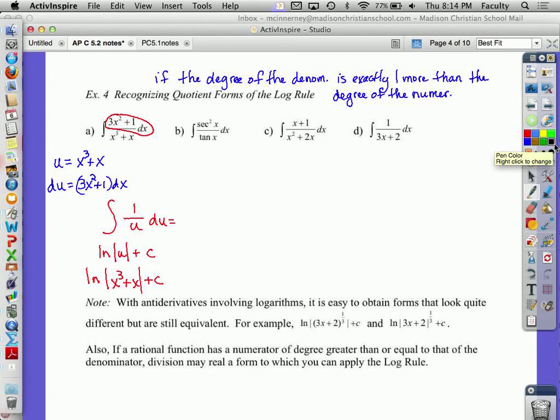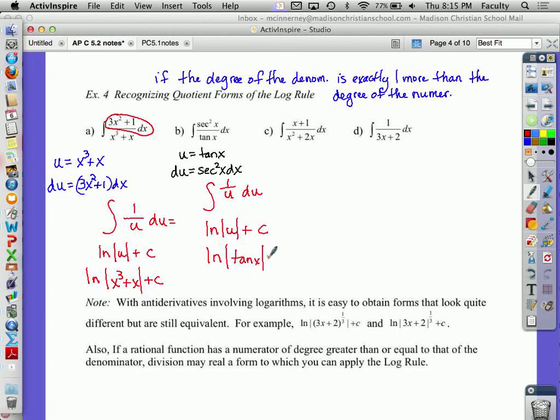All right, letter B. If you notice, if I let u equal tangent x, du is secant squared x dx. So I would have the integral of 1 over u du. So that's just the natural log of absolute value of u plus c. That's the natural log absolute value tangent x plus c.